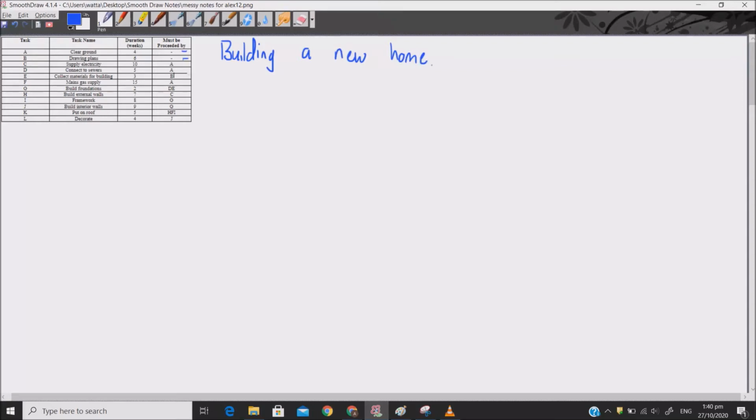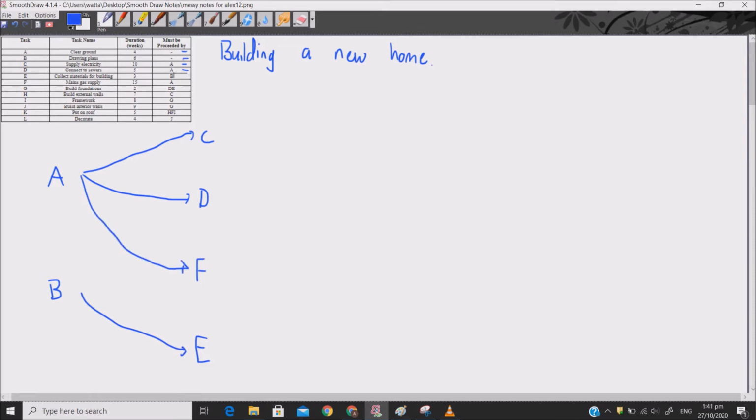Doing the building a new home example, we're going to start by plotting the points A and B because neither of these have any precedence. Then C and D we can see are both preceded by A, so they have to come out of A. E is preceded by B, and F is preceded by A as well. So there's the first round.